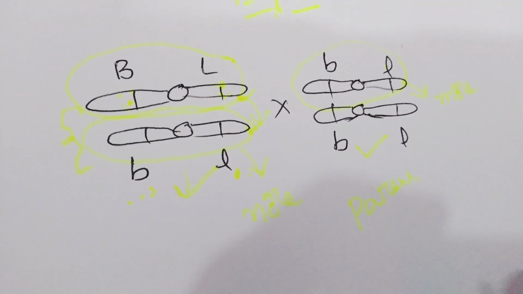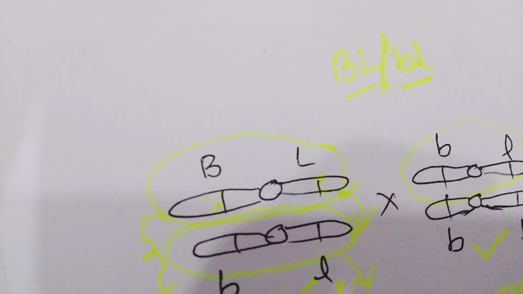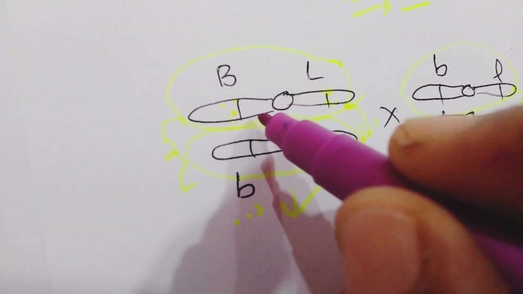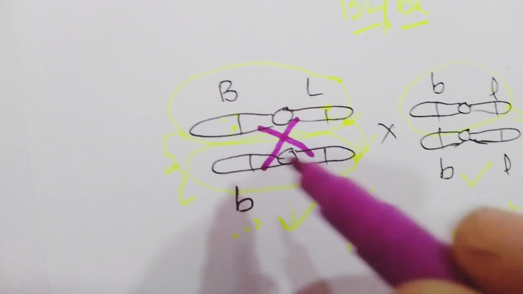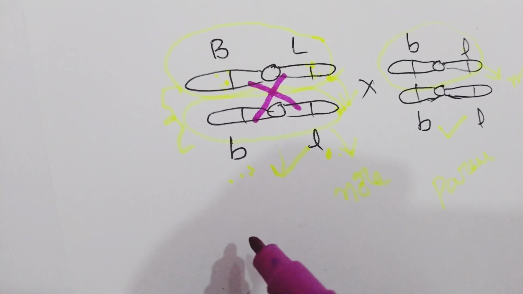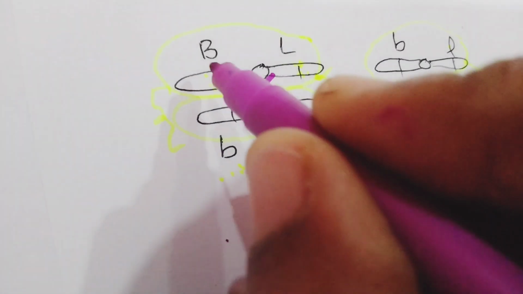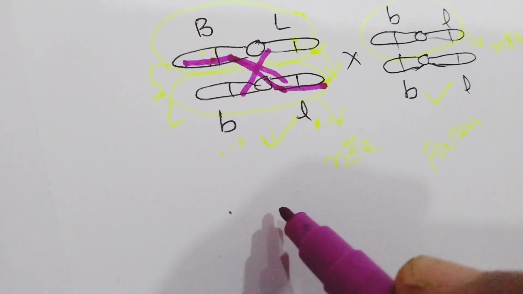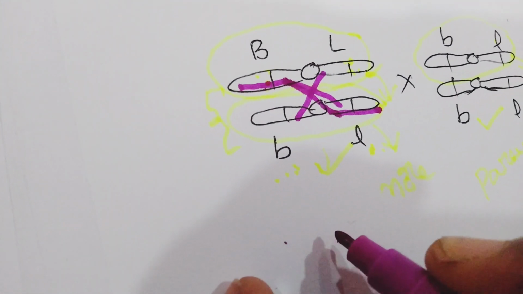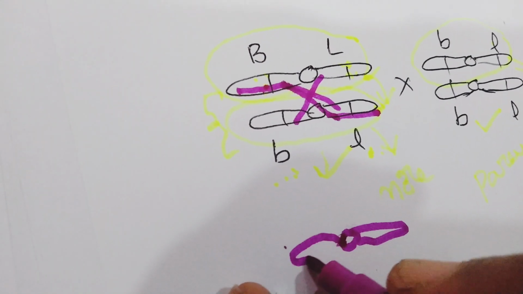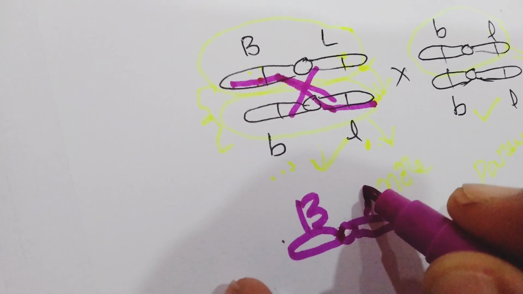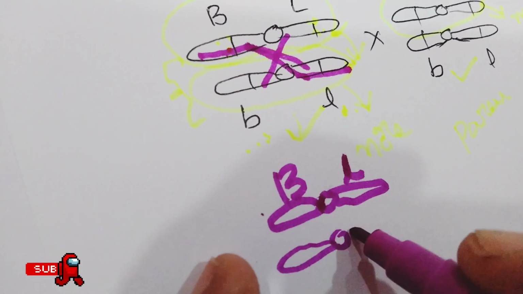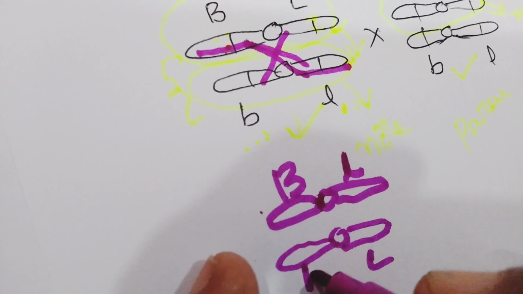You have to know what the recombinants are. How will we get recombinants from these? If crossing over occurs in between these two genes, we get recombinants. Let's see how. Capital B, small l is the recombinant chromosome. I will draw it. Capital B and small l is a recombinant. Another one is small b, capital L. This is also a recombinant.